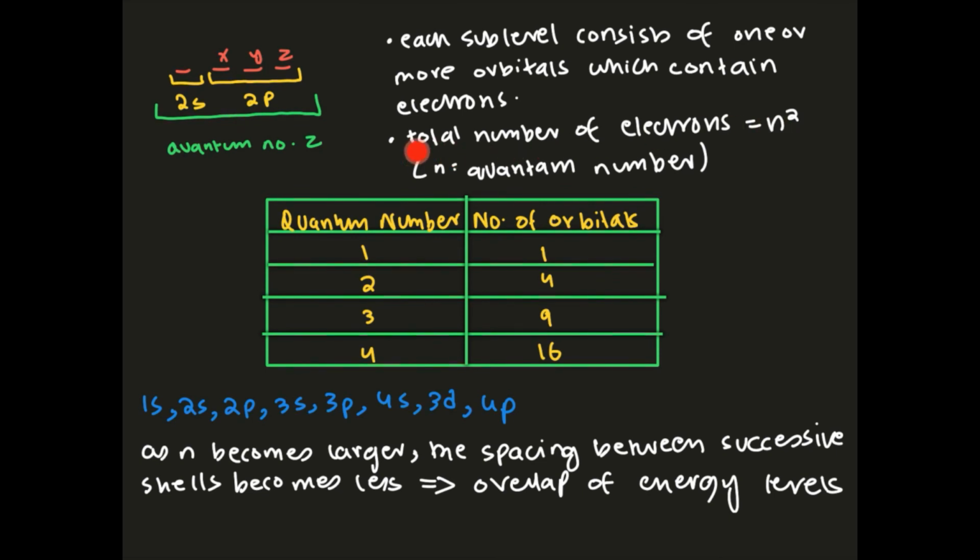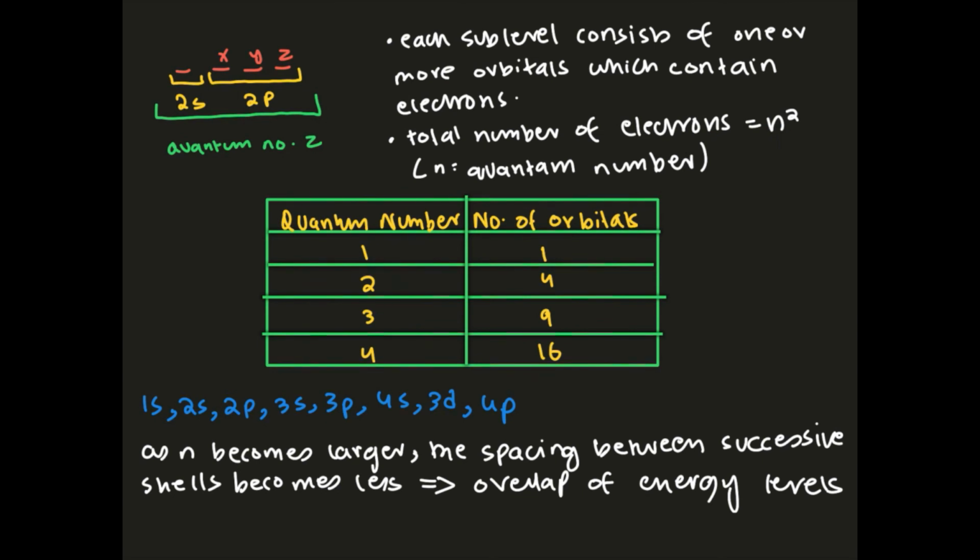So these are going to hold a certain number of electrons. Now, if you want to find the number of orbitals, it's just going to be the quantum number squared. So over here, quantum number 1 is going to contain 1 orbital, sorry, not electrons. Quantum number 2 is going to have 4. So if you want to find out the total number of orbitals, you're just going to square the quantum number.